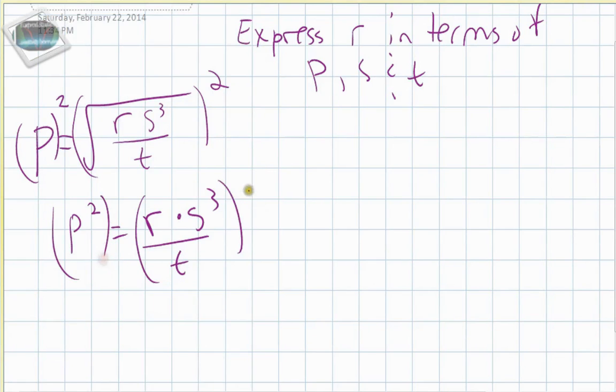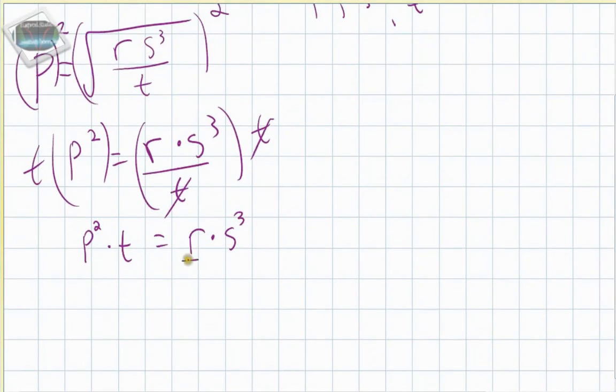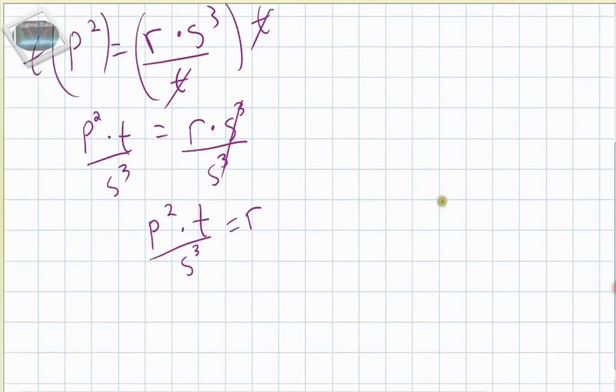Your next step, let's get rid of the denominator over here. Let's move it to the other side by multiplying by T. So this cancels, and we're going to have P squared times T is equal to R times S to the third power. Let's divide by S to the third power to isolate R even more, and we're left with P squared times T over S to the third power is equal to R, and that's your answer right here.